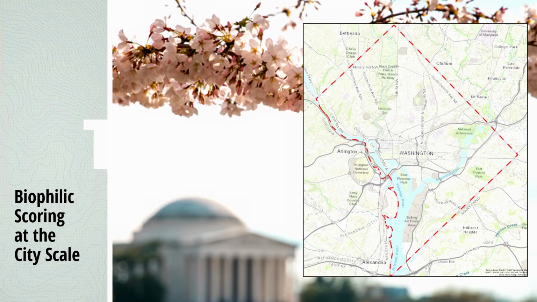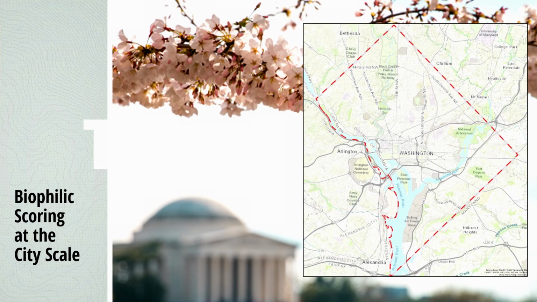So in the next part of the presentation, I'm going to be cycling through this methodology at different scales. First, I'll start at the city scale, I'll move down to the community scale, and then finally go to the building scale. So here, we are going to have a look at Washington, D.C.